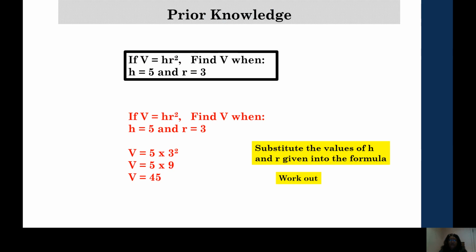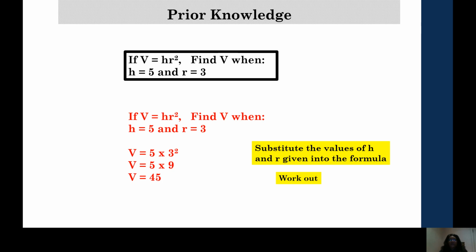For substitution into a formula, it's like when you play football and you substitute. That means someone replaces another person. In this case, we are replacing a letter with the number that we are given, and then we work out the final answer. In this case, 5 times 3 squared, 5 times 9, which is 45. There are no units given, so we leave it as that.